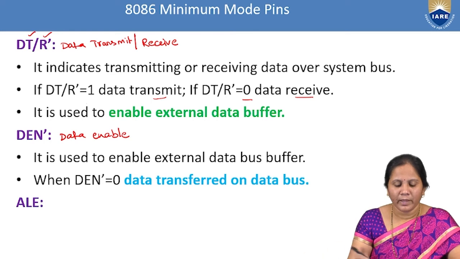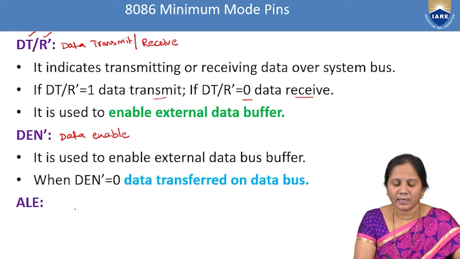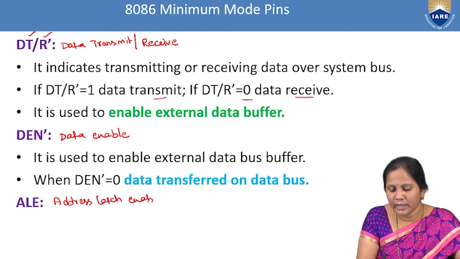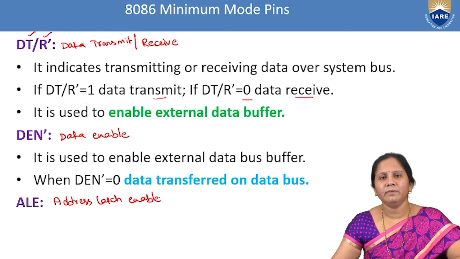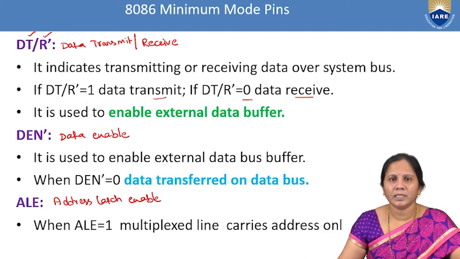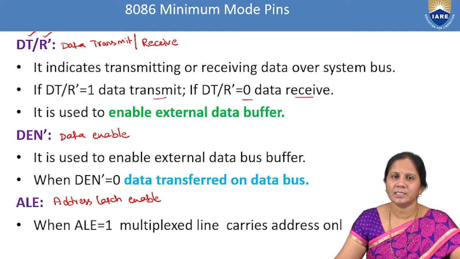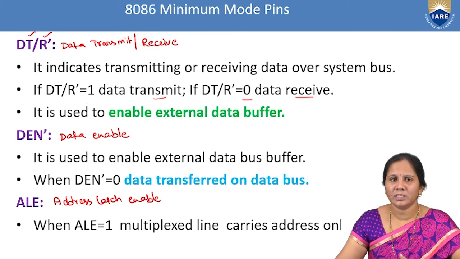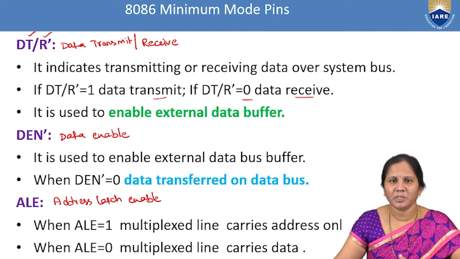And the next signal is the ALE signal. ALE represents address latch enable. We have already discussed this ALE signal, address latch enable. We have the address and data multiplexed lines and the address and status multiplexed lines. In both cases, when ALE is 1, address information will be carried, and when ALE is 0, data information or status information will be carried.